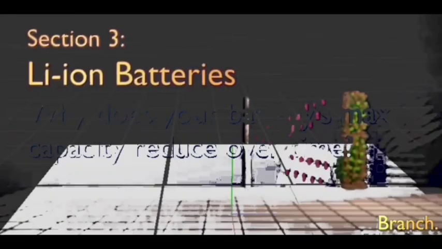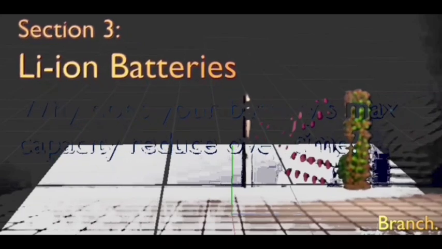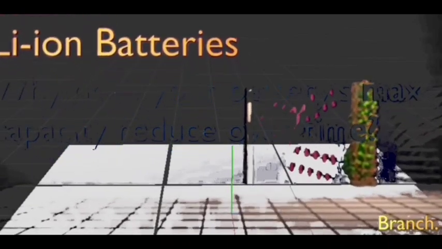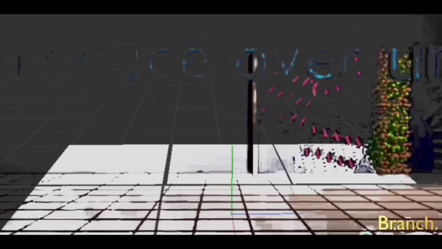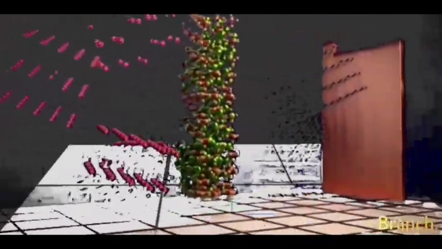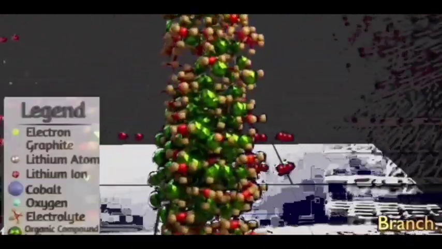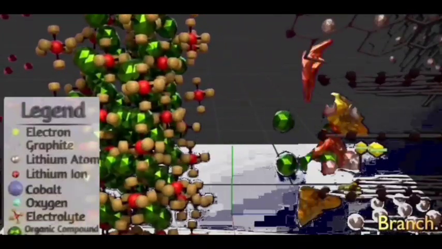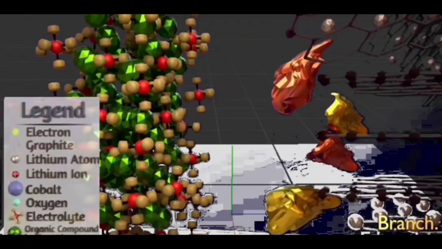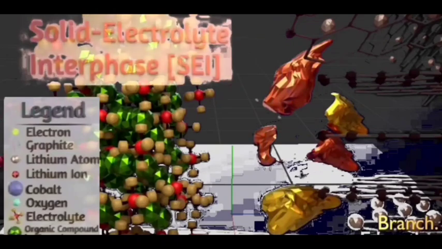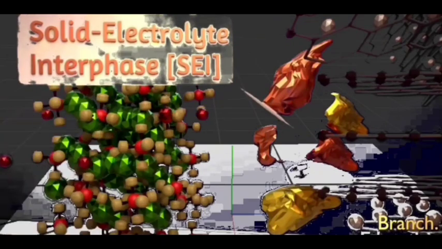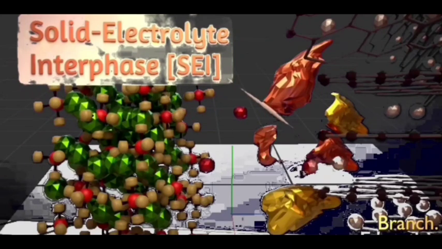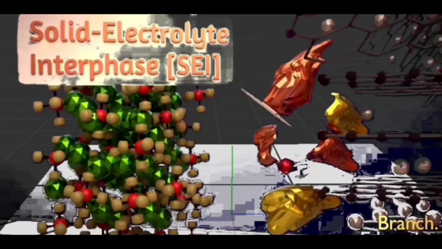So then the final topic. Why does your battery's max capacity reduce over time? There are several reasons, one of which is that sometimes lithium and the incoming electron react with the electrolyte and organic solvent to form compounds that are called solid electrolyte interphase, or SEI. SEIs irreversibly consume lithium and the electrolyte, thus reducing the overall quantity of lithium and thereby reducing the max capacity of your battery.